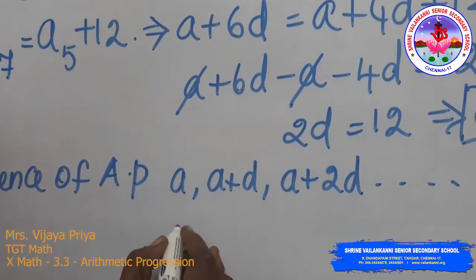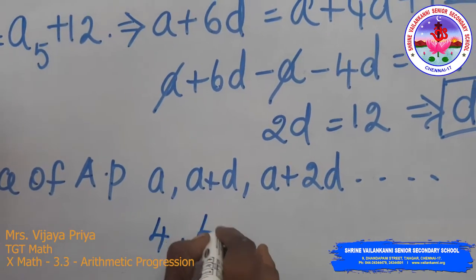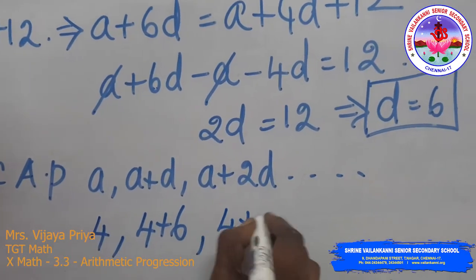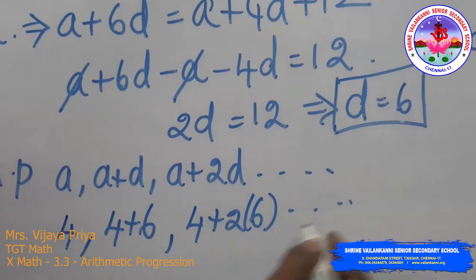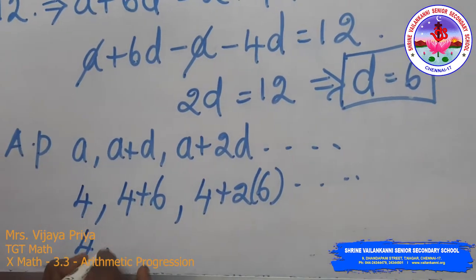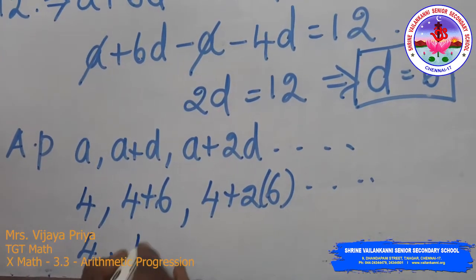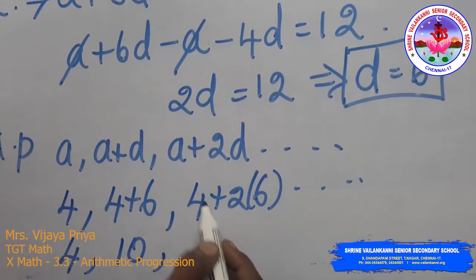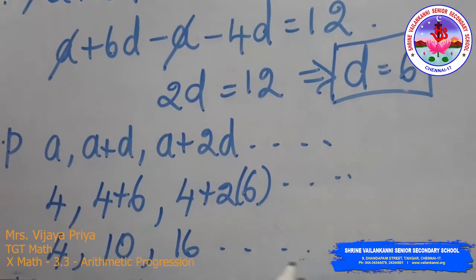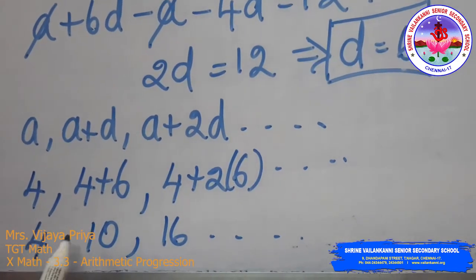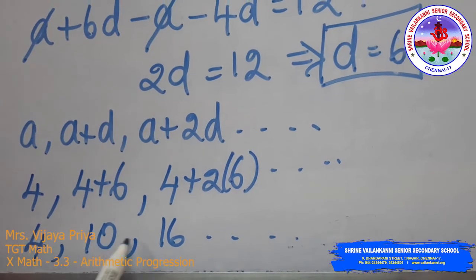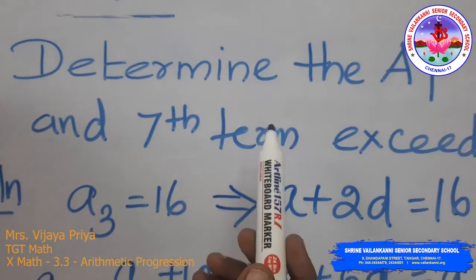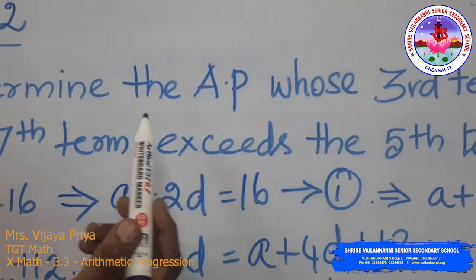A value I got as 4. So the next value is 4 plus D value as 6. The next term is 4 plus 2 times 6 and so on. So I get the sequence as first term 4, second term 10, third term 12 plus 4, 16 and so on. So I found the AP as 4, 10, 16 and so on.